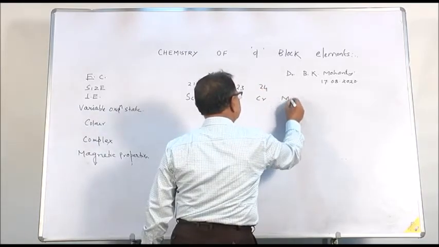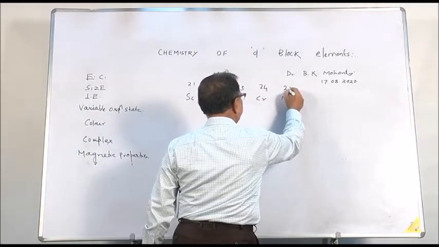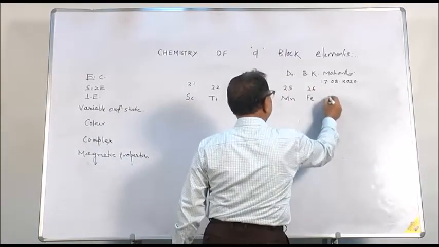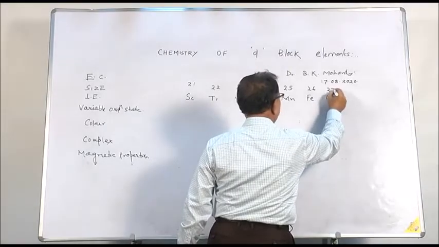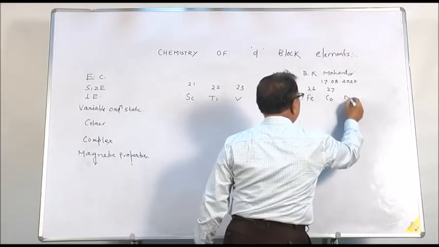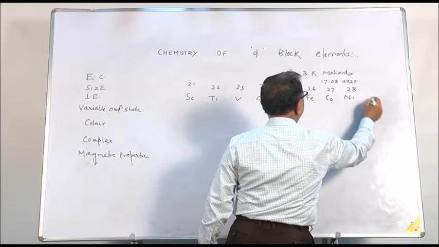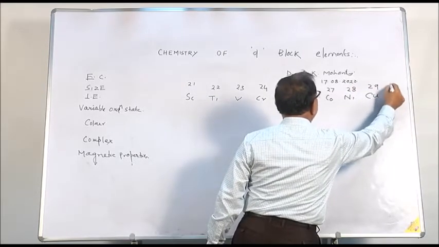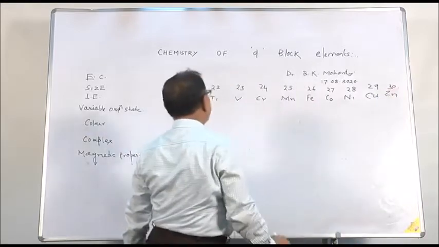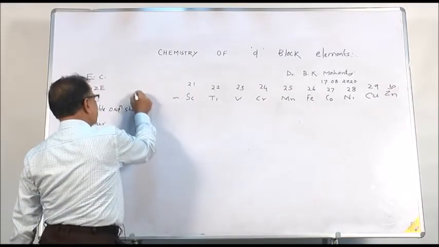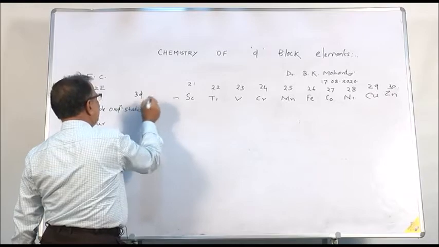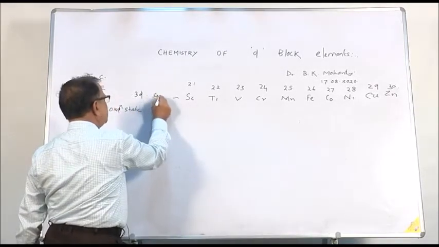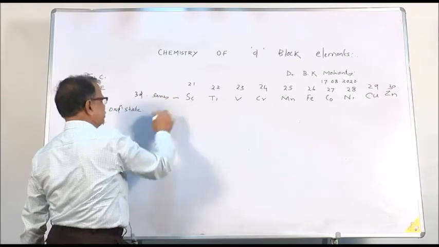Manganese, 25. Iron, 26. Cobalt, 27. Nickel, 28. Copper, 29. Zinc, 30. This is the 3d series. Why is it named the 3d series? I will discuss.